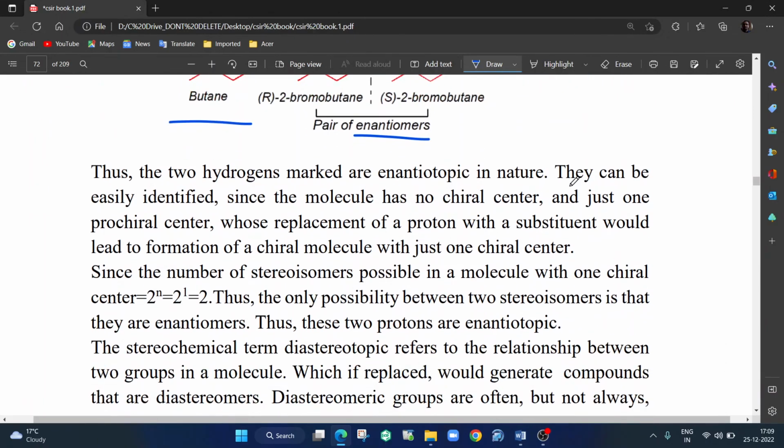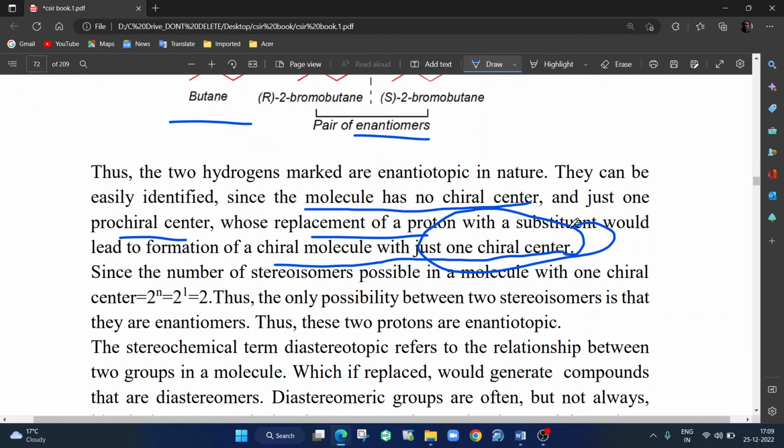It can be easily identified when the molecule has no chiral center and just one prochiral center, whose replacement of a proton with a substituent would lead to the formation of a chiral molecule with just one chiral center. Very important: if more than one chiral center is there, then complexity rises. We know we get 2 to the power n stereoisomers, right? If only one is there, that means 2 to the power 1, that is 2 stereoisomers. The only possibility for these 2 will be enantiomers.